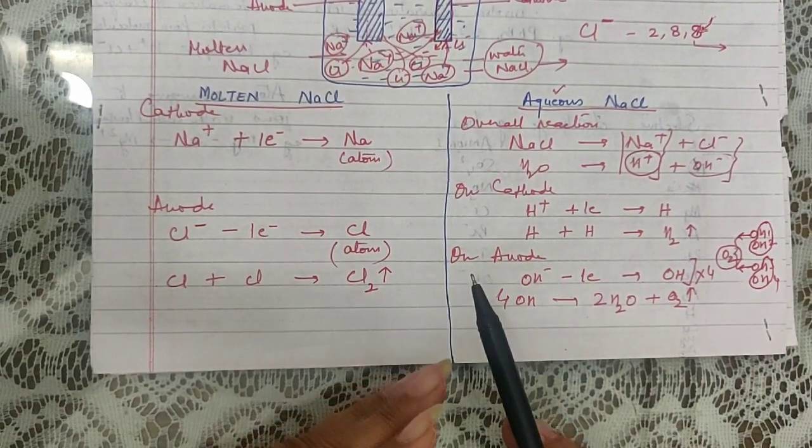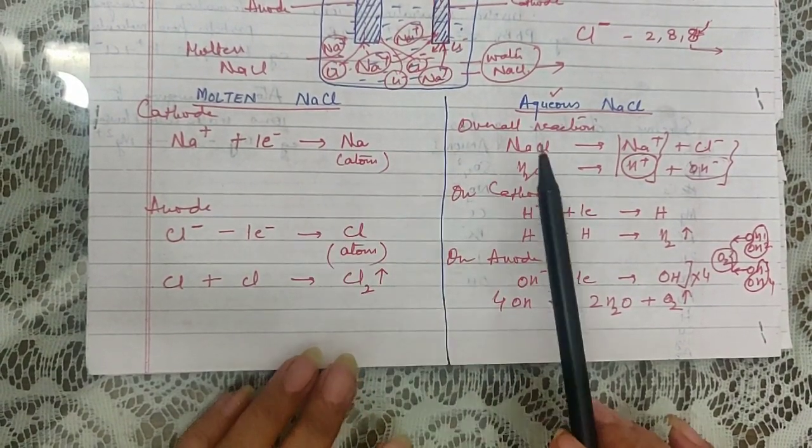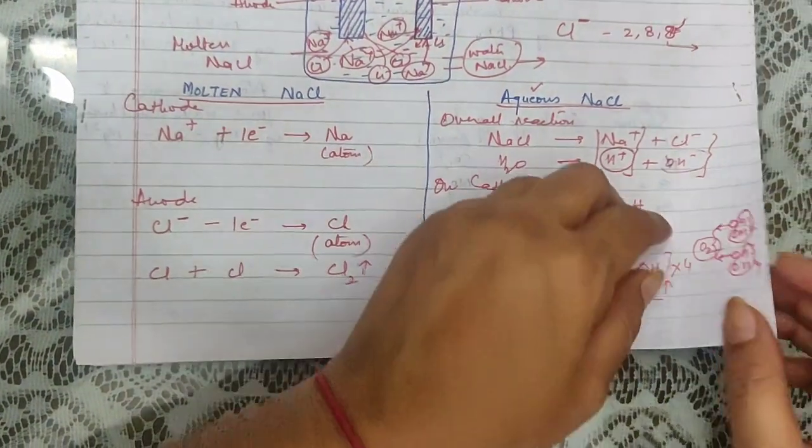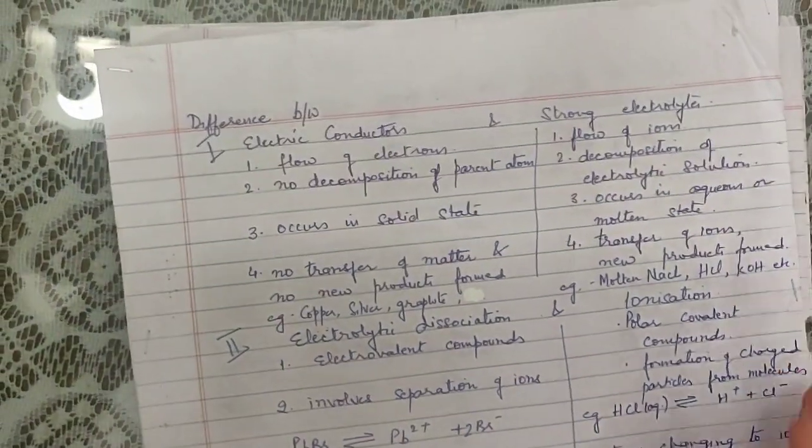So which one should be selected depends upon the need of the electrolysis. Why are we doing the electrolysis? What is the purpose of electrolysis? Accordingly, you will either select molten or you will select aqueous NaCl. Now, we have discussed so much about electrolysis.